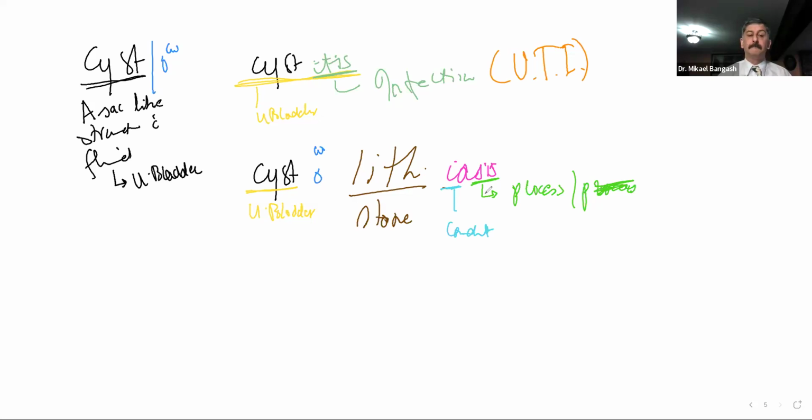Did you guys get that? So guys, it's not only in the kidneys where you can develop stones. You can also develop stones in the bladder.